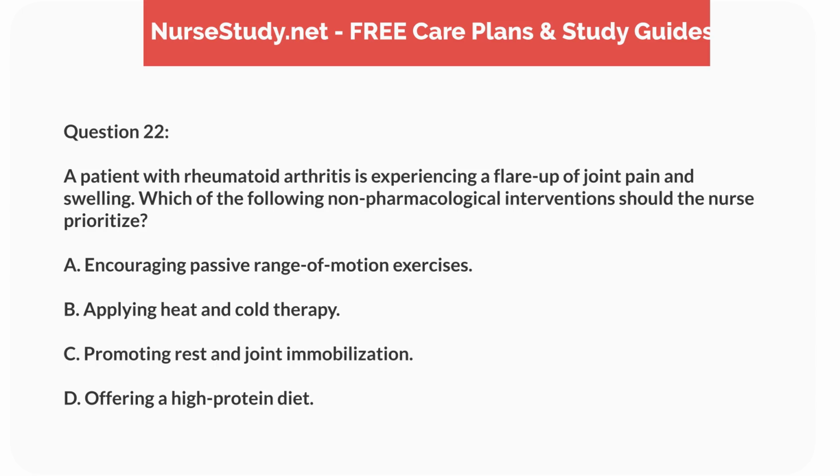Question 22. A patient with rheumatoid arthritis is experiencing a flare-up of joint pain and swelling. Which of the following non-pharmacological interventions should the nurse prioritize? A. Encouraging passive range of motion exercises. B. Applying heat and cold therapy. C. Promoting rest and joint immobilization. D. Offering a high-protein diet.